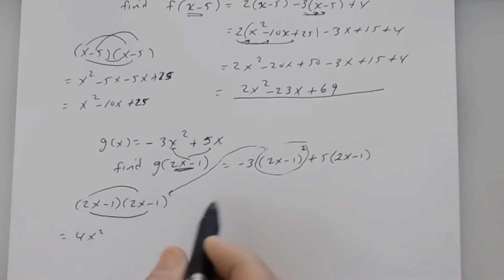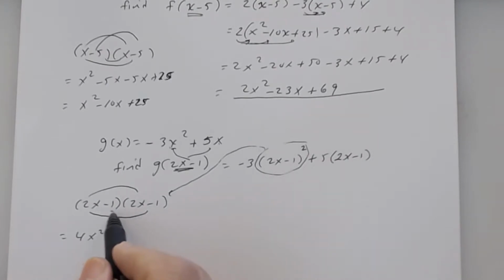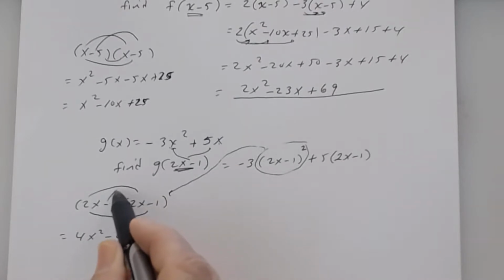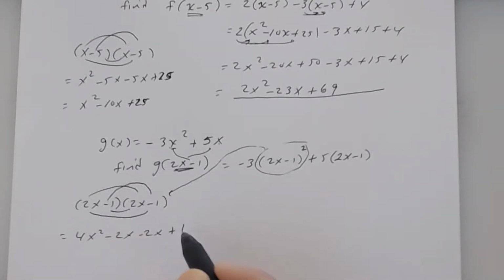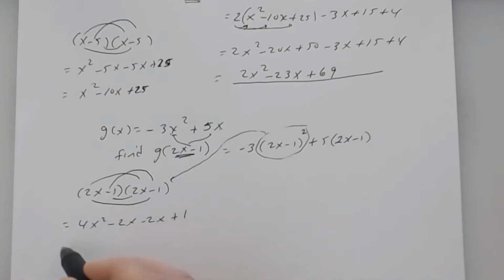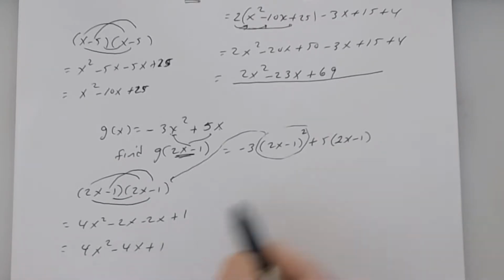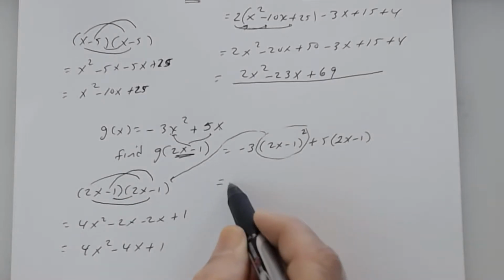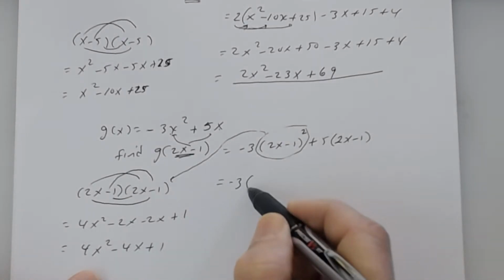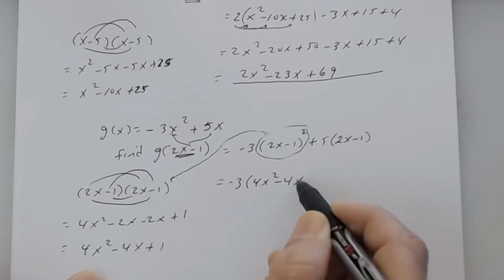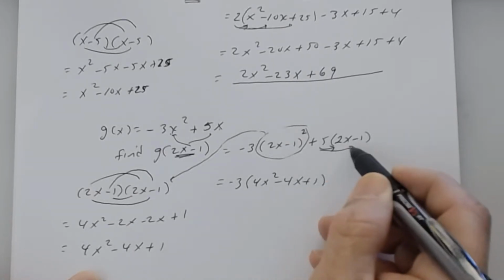The outer, now remember I'm squaring a binomial, so the outer and the inner should always be the same whenever you square a binomial. So the outer is a negative 2x, the inner better also be a negative 2x. And the last, what's a negative 1 times a negative 1? Positive 1. And they combine like terms, we get 4x squared minus 4x plus 1. Now remember, all I found was this. So that's going to be negative 3 times this, right?